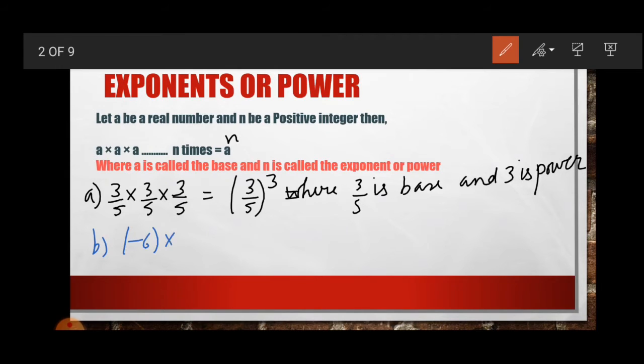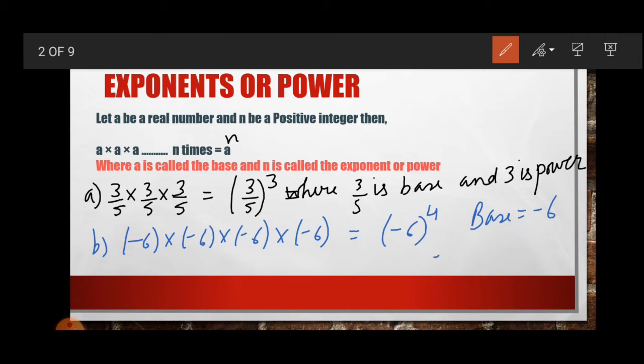Minus 6 into minus 6 into minus 6 into minus 6. Here minus 6 is 4 times. So we can write it as minus 6 raised to the power 4, where the base is minus 6 and the exponent or power is 4.